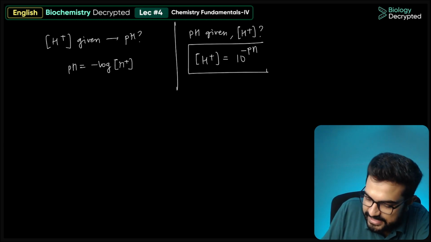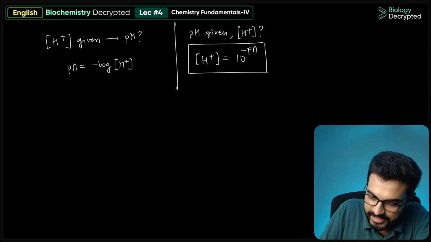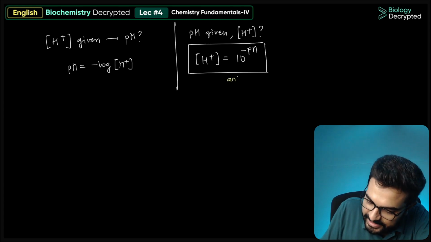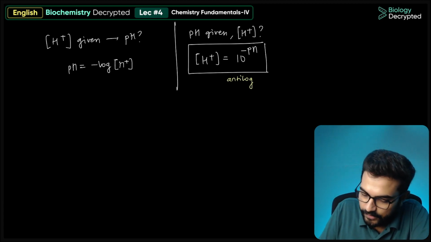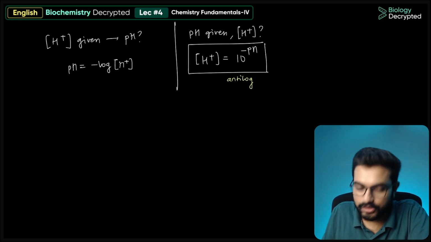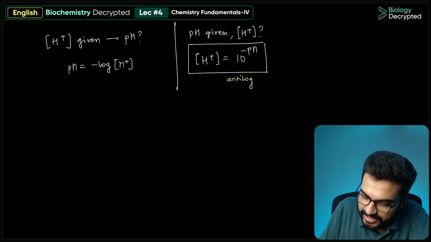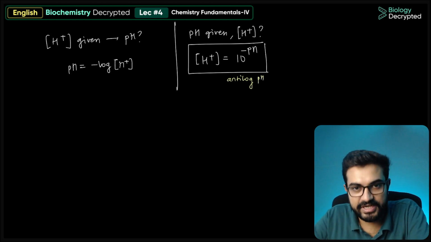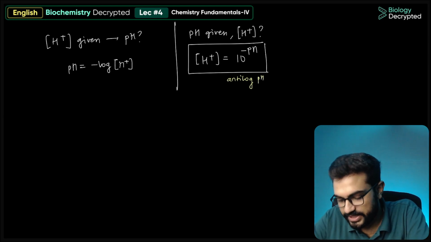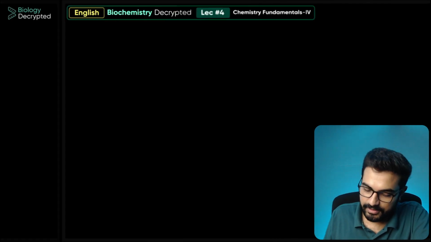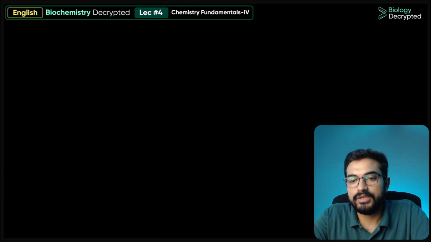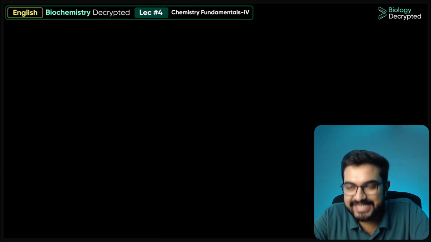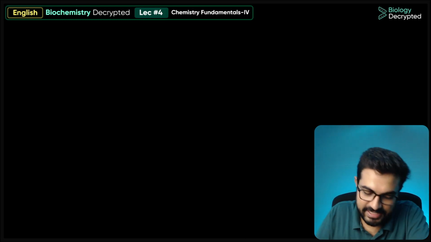Or simply, we can call this the antilog. We'll take the antilog of pH, or we can write 10 to the power minus pH. This is how we can represent it, and we can solve questions based on pH. Now let's talk about the important concept of acid dissociation. Let's talk about acid dissociation in detail.